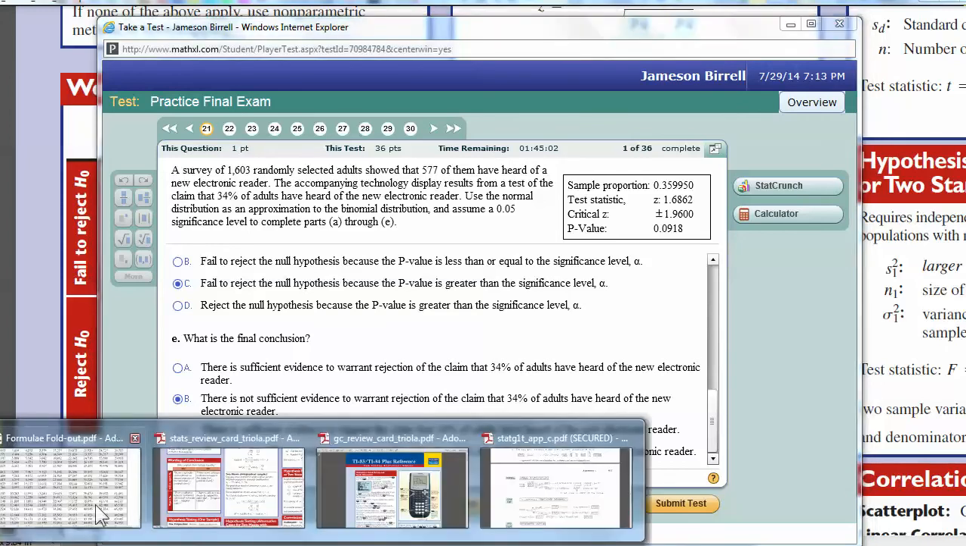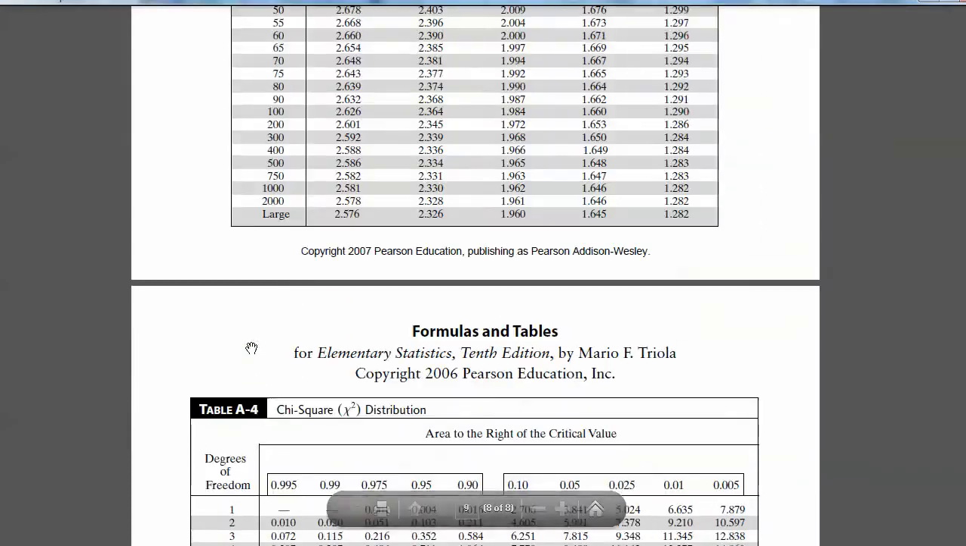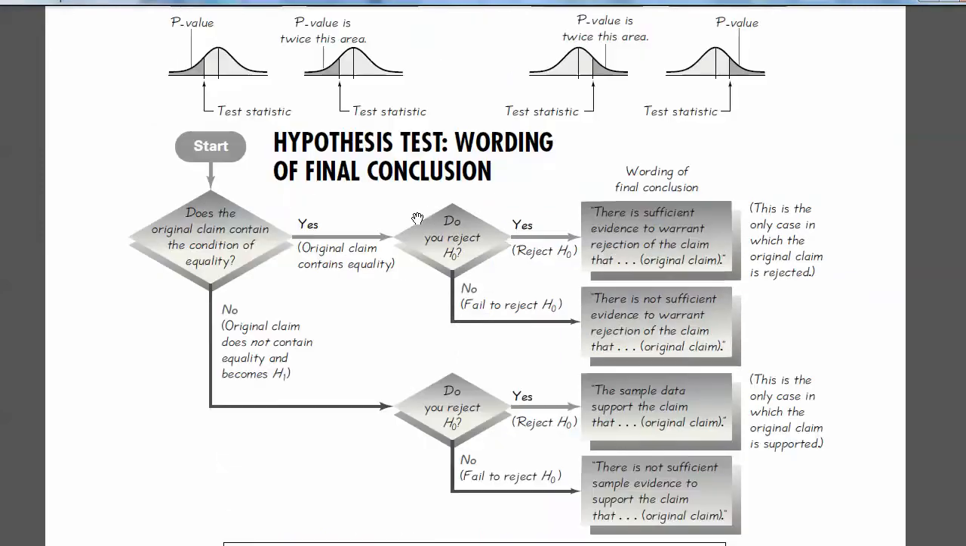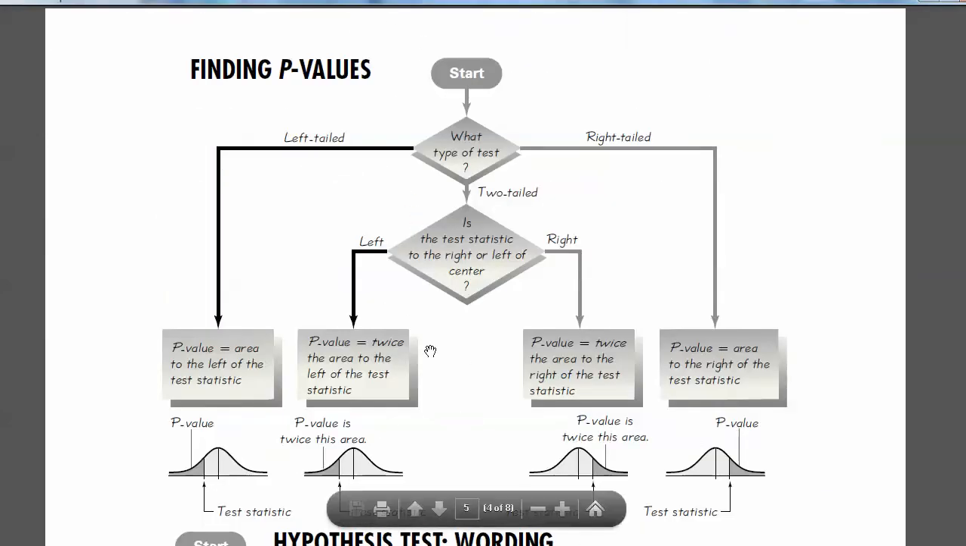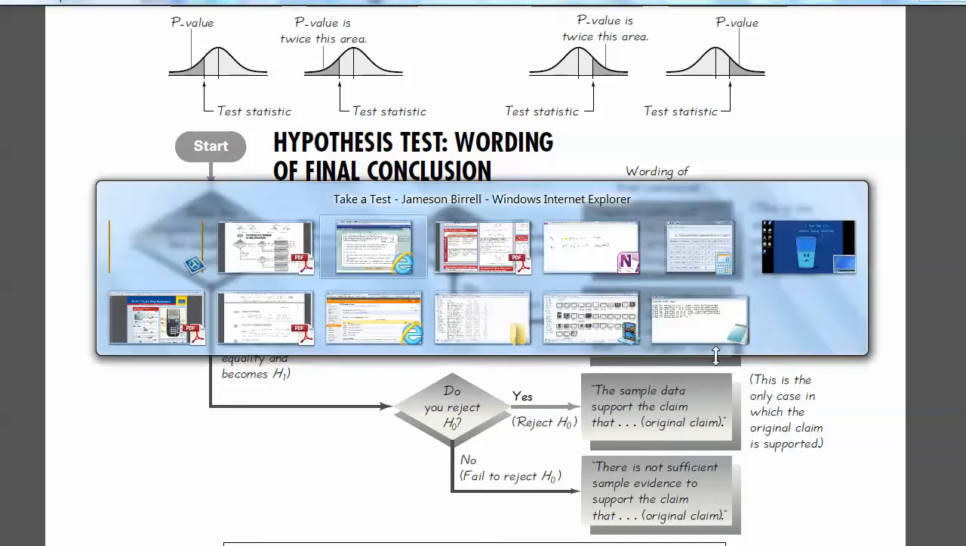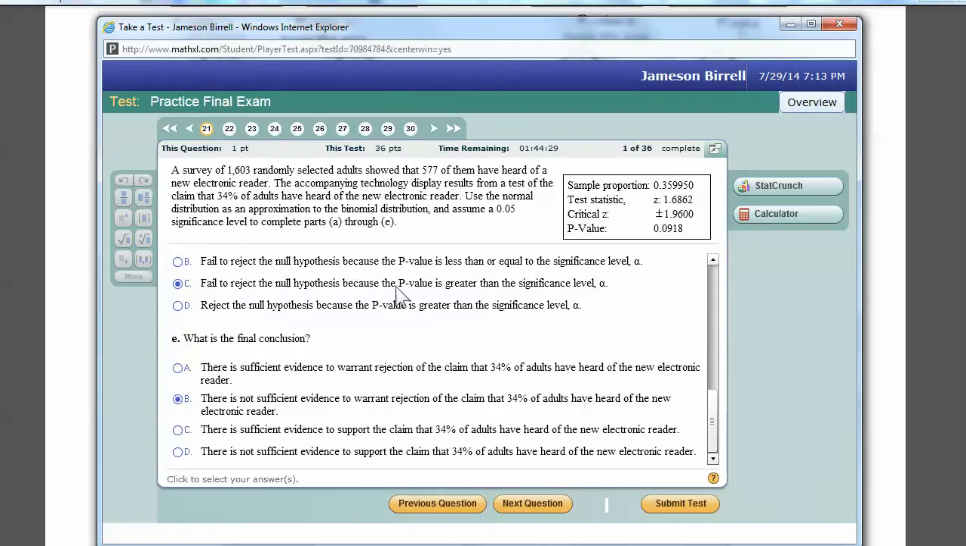I do like the flowchart version of this, by the way. So I will take you there really fast. On the formula sheet, they have this stuff summarized again. By the way, they also have how to find the p-values summarized as a flowchart. I'm only looking at approved material here. But they have the final wording here and it says, does the original claim contain the condition of equality? Yes, ours did. Did you reject the null? No, we didn't. So there is not sufficient evidence to warrant rejection of the claim. And that's because of the sample data we had. All right, there's a hypothesis test. Not really completely done because the work was here already, but all the thought process was essentially there.